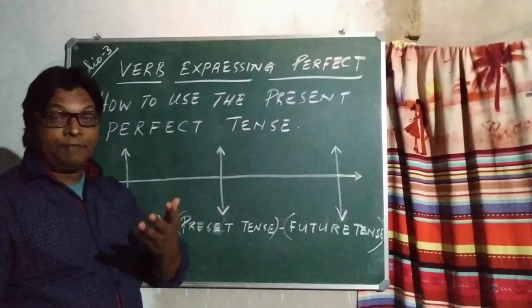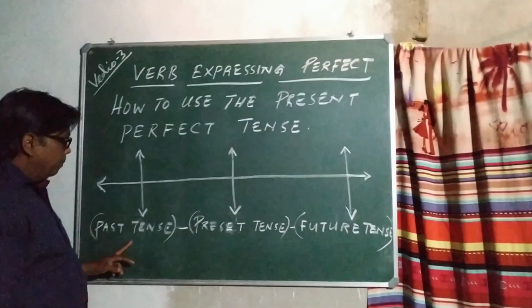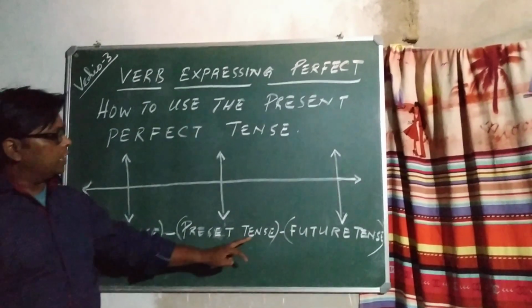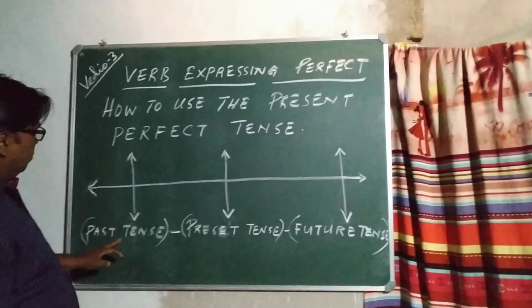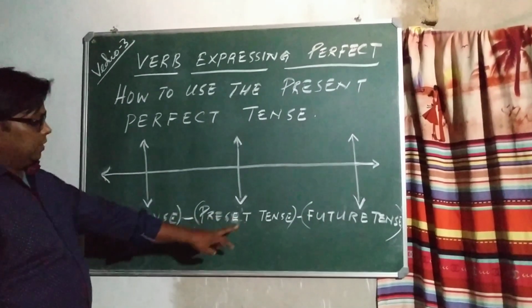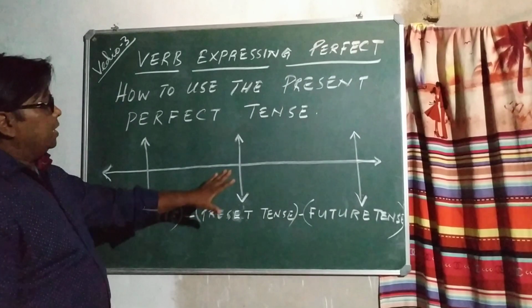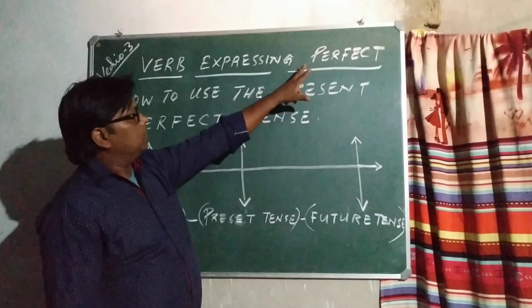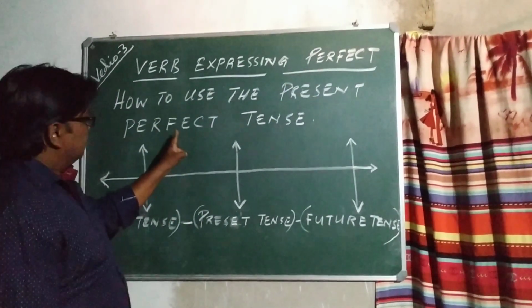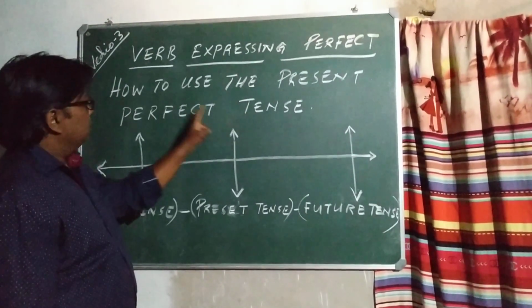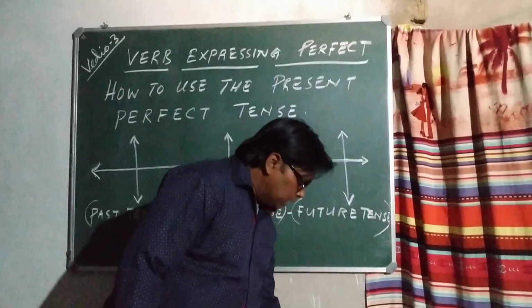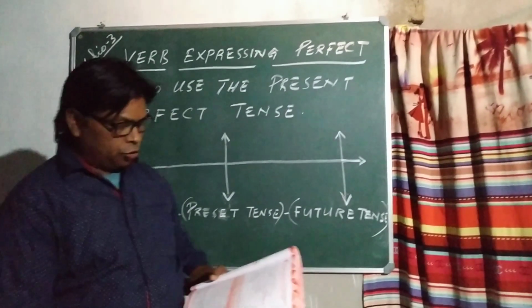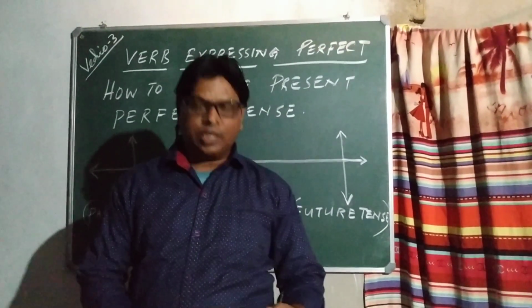There are three types of tenses: past tense, present tense, and future tense. Now we are dealing with the present tense. In that present tense, we are going to learn the present perfect tense, and the uses of the present perfect tense. This table shows us how to use the present perfect tense.